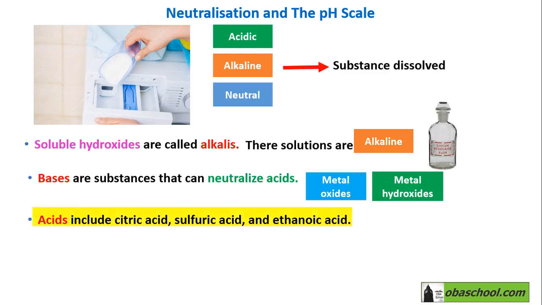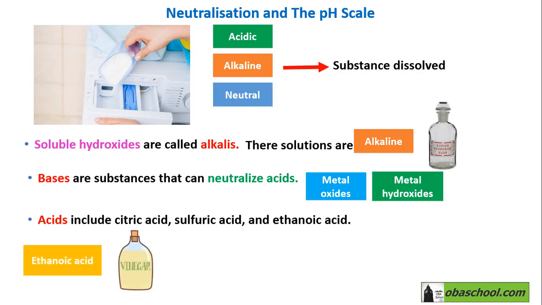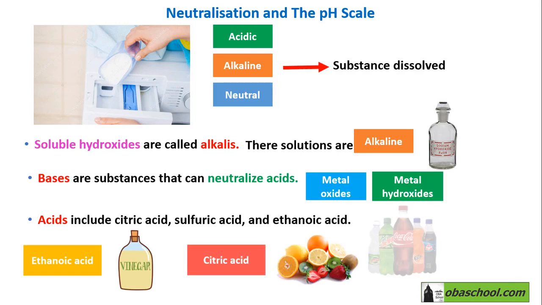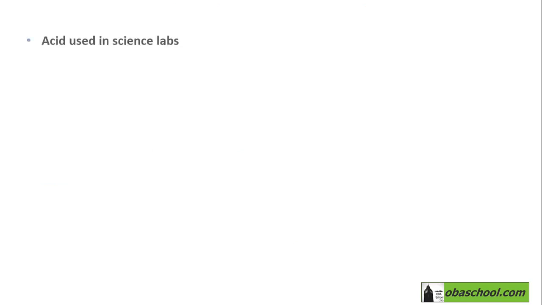Acids include citric acid, sulfuric acid, and ethanoic acid. All acids taste very sour, although many acids are far too dangerous to put in your mouth. Ethanoic acid is found in vinegar, and citric acid is found in citrus fruit and fizzy drinks. These acids are weak enough to be edible. That's why we can eat them, because they are very weak acids.